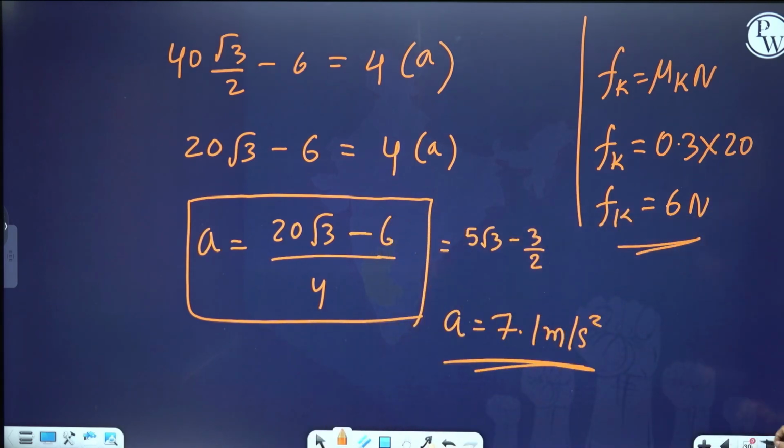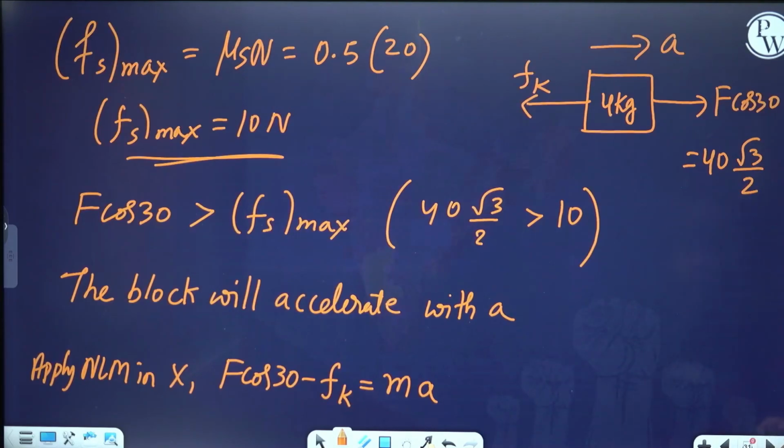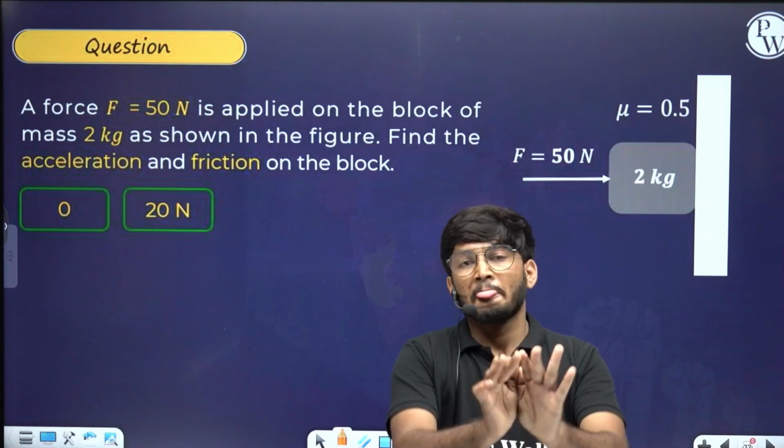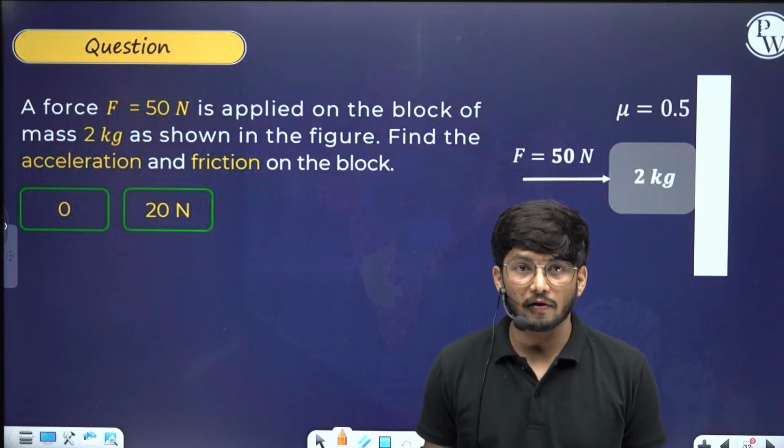Okay. So next problem. We look at the last problem of friction. I hope everything is getting cleared from these problems.